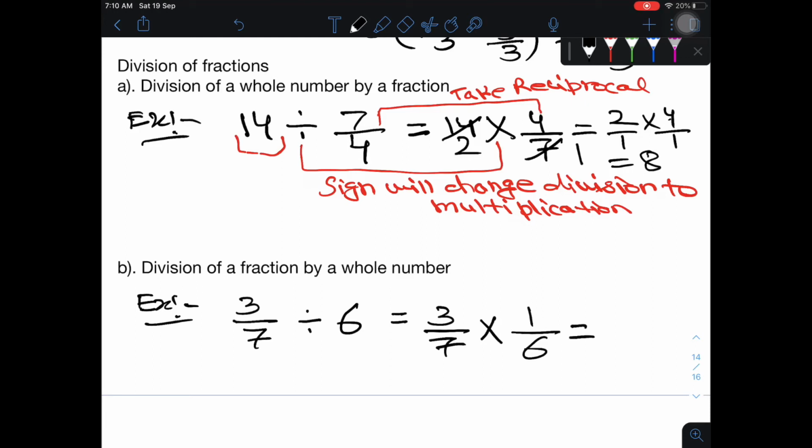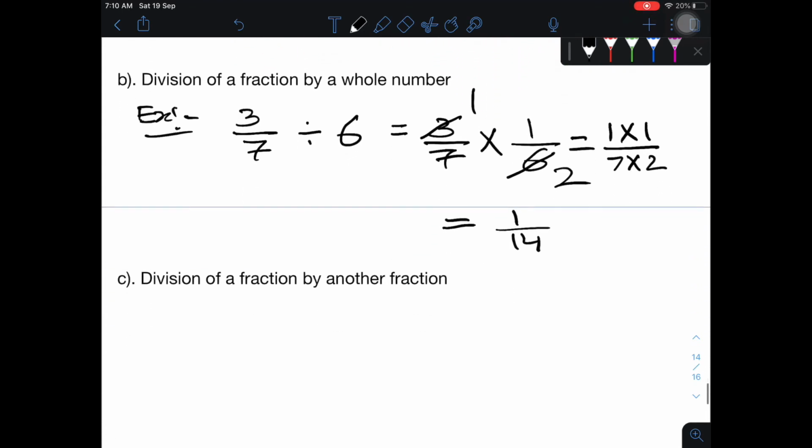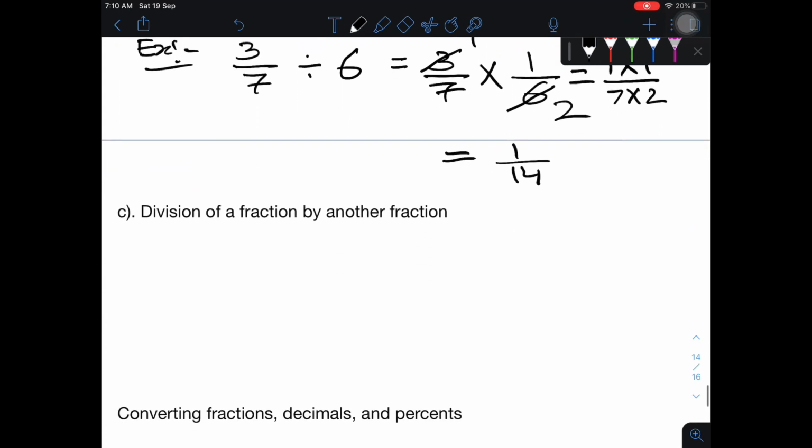Now do the simplification. 3 ones are 3, 3 twos are 6, and 1 multiplied by 1, and you will get here 7 into 2. So your answer will come 1 by 14, okay. This will be your answer.